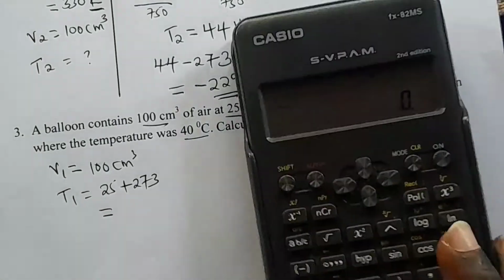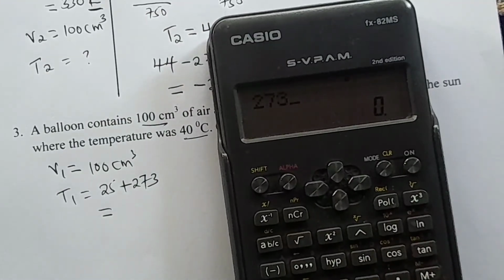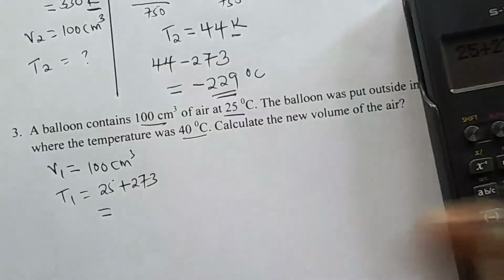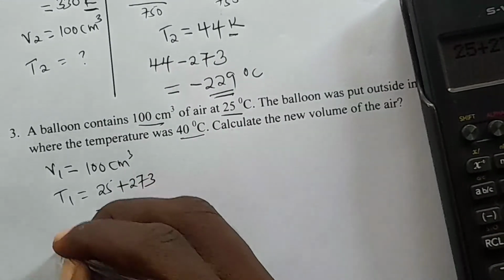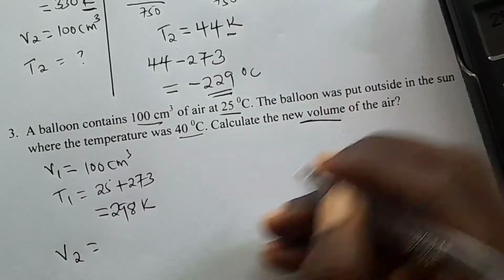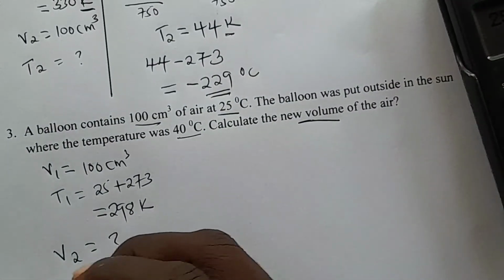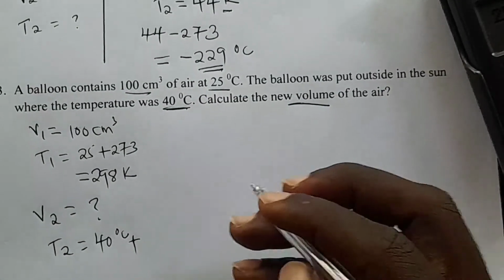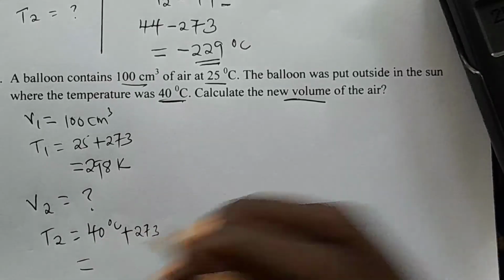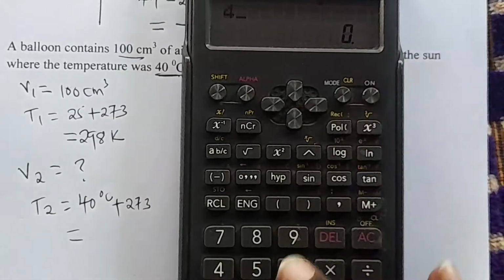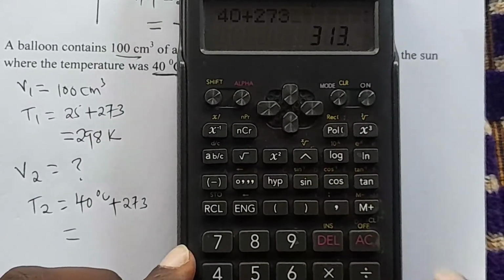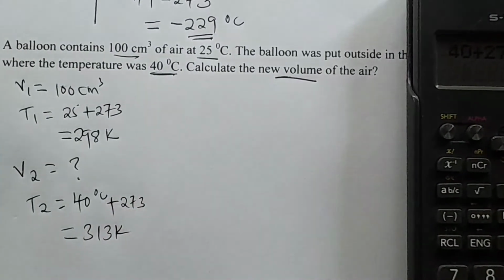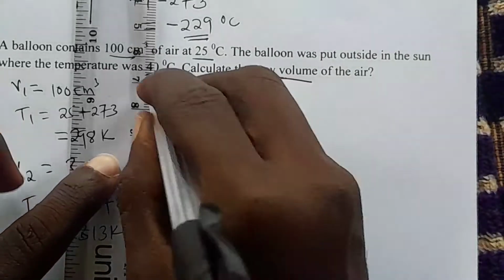Learners, for all gas law conditions, temperature must be in Kelvin. So we are having 25 plus 273, we are having 298 Kelvin. What about volume 2? We don't have volume 2 because we are told to calculate the new volume. What about temperature 2? Our temperature 2 is 40 degrees Celsius. To convert into Kelvin, you are supposed to add 273. So 40 plus 273, we're having 313 Kelvin.